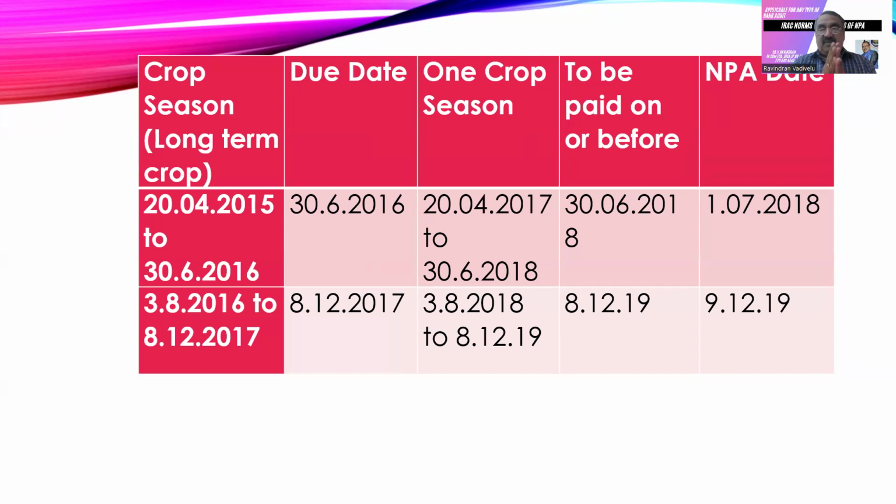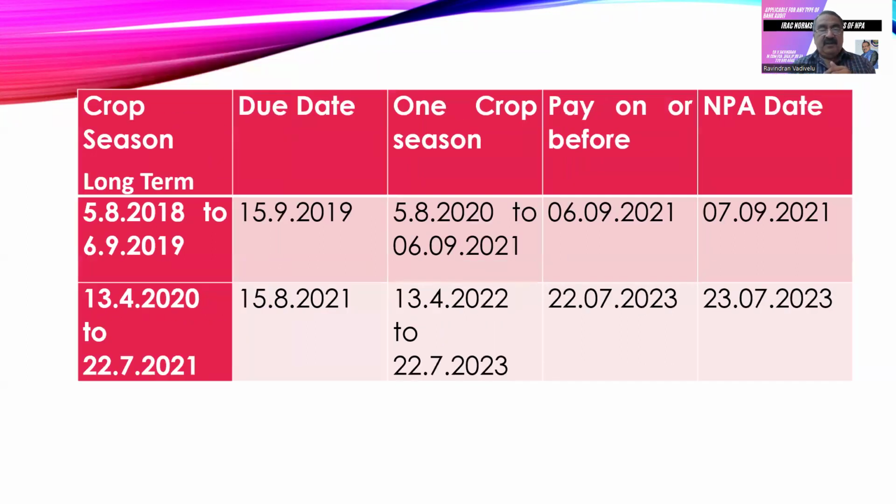So short-term crop, from the due date, add two crop seasons which come after the due date. For long-term, from the due date, add one crop season which comes after the due date. Thereby, you can arrive at the NPA.